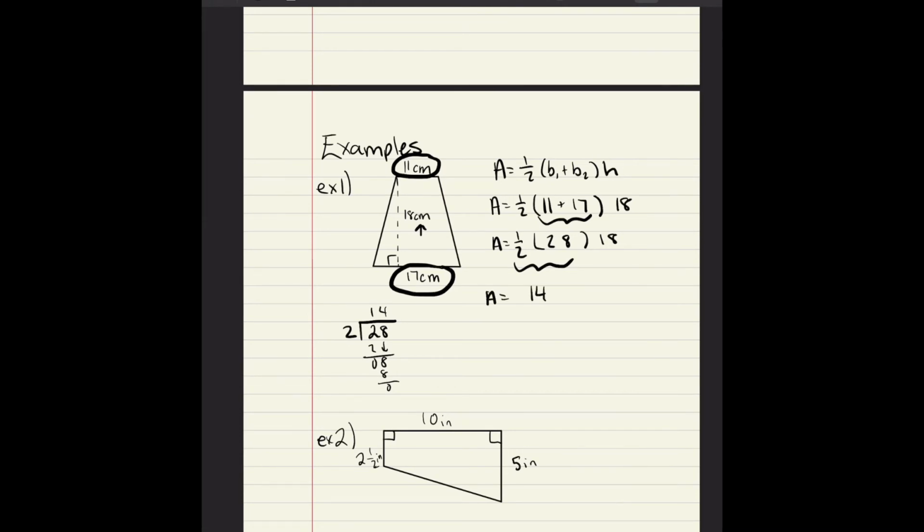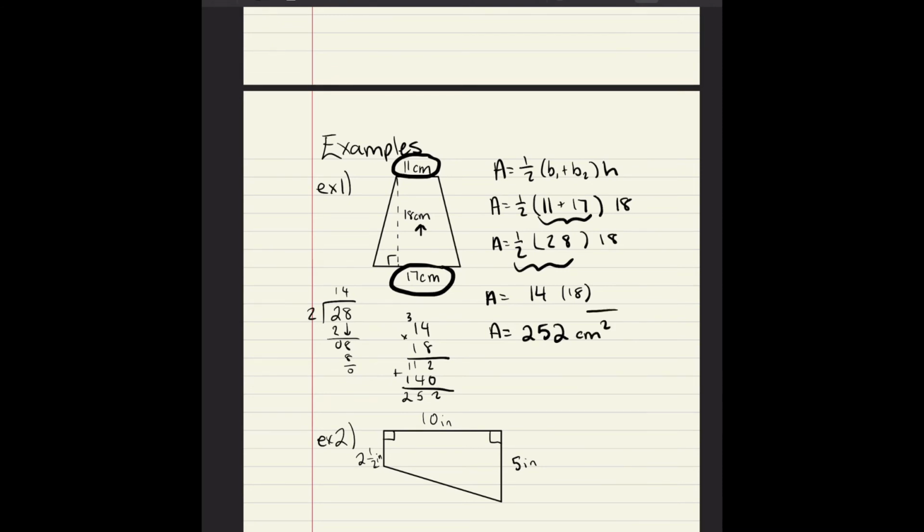Now I'm rewriting the whole thing. We have 14 times 18 now. Alright, so now I'm multiplying 14 and 18. So 8 times 4 is 32. 8 times 1 is 8 plus 3 is 11. Then 0. 1 times 4 is 4. 1 times 1 is 1. Plus. So our area equals 252 meters squared. Oops, centimeters squared.